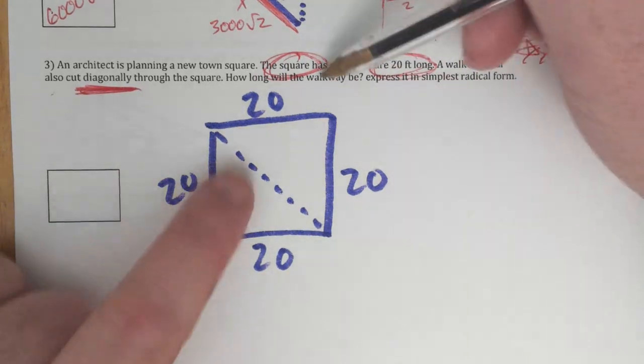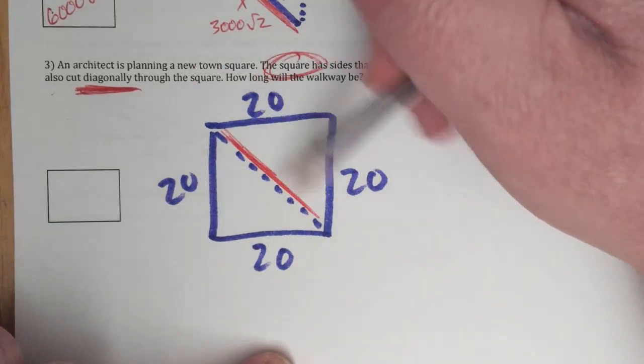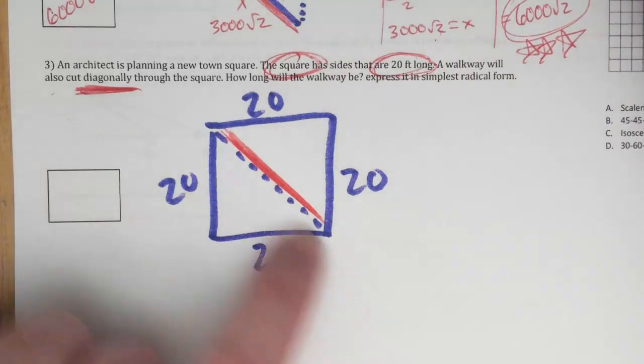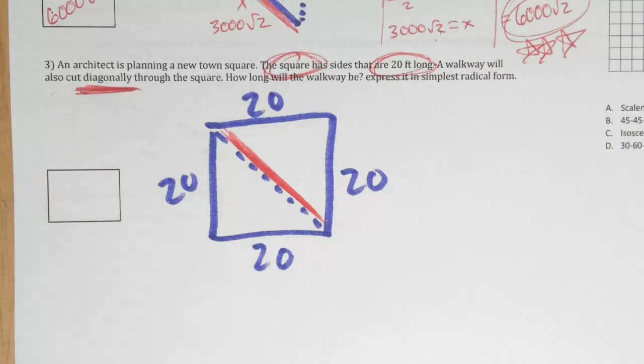How long will the walkway be? All right, so this is the walkway. This is what we're looking for right there. That's what we're looking for. Okay, so we're looking for that. So let's see what we can do.